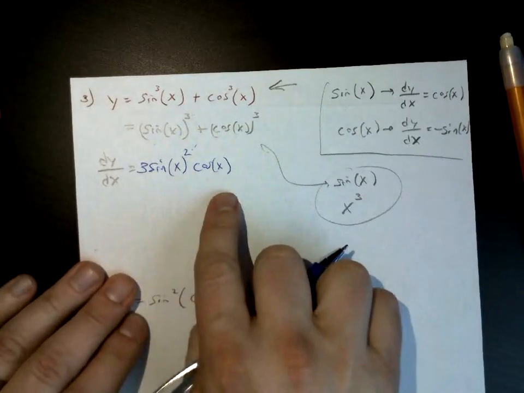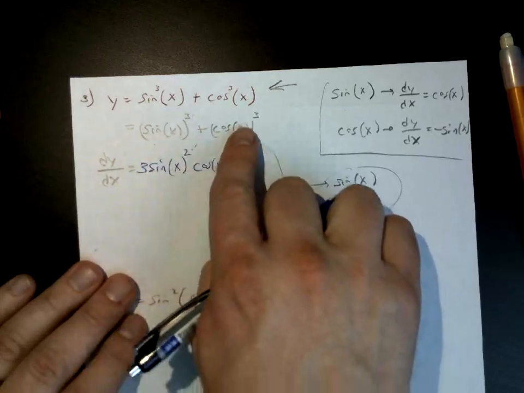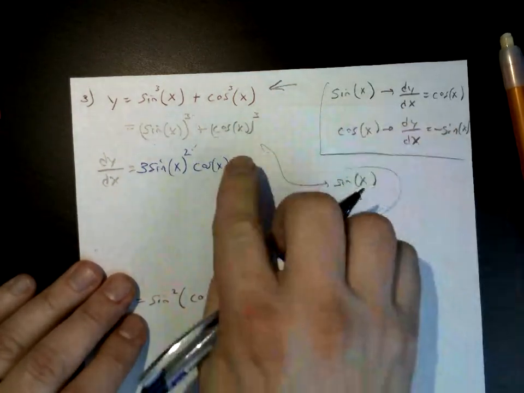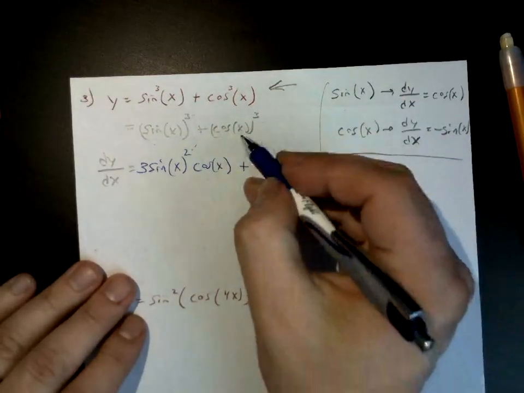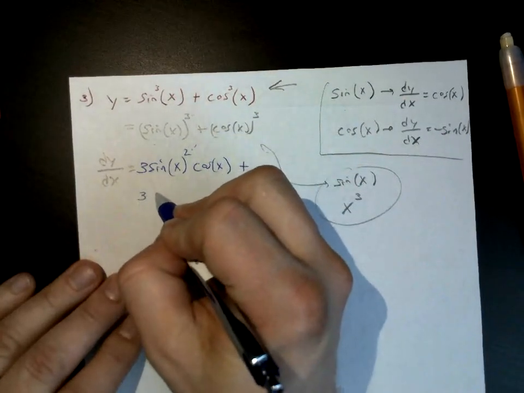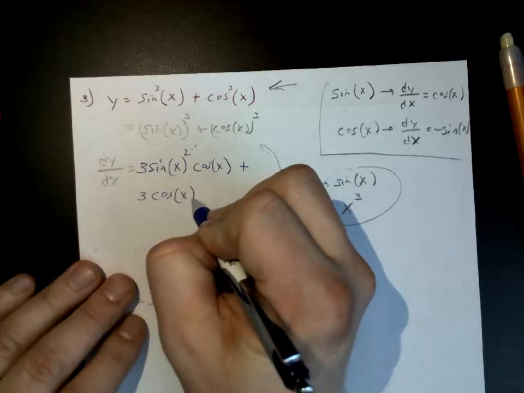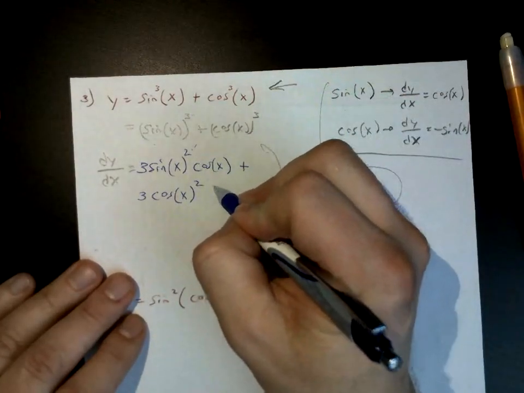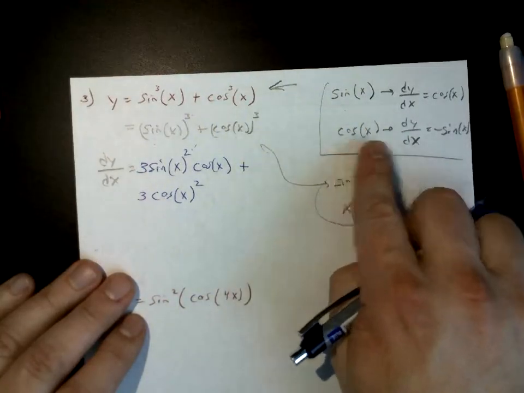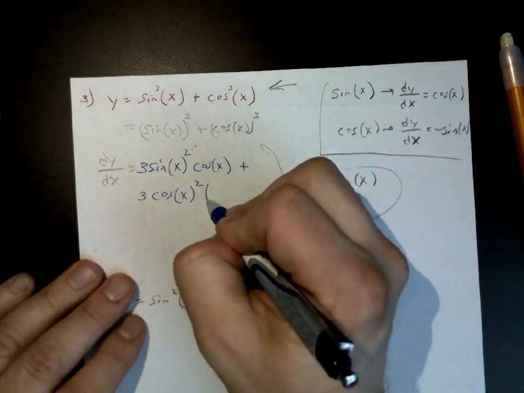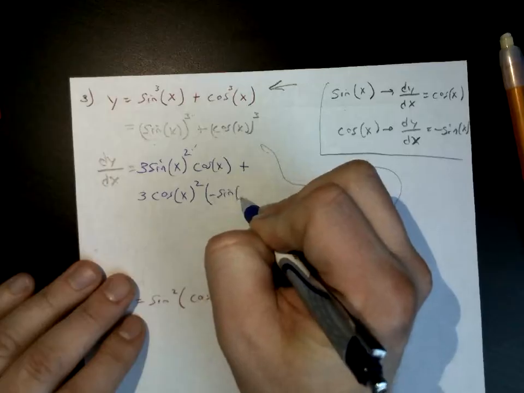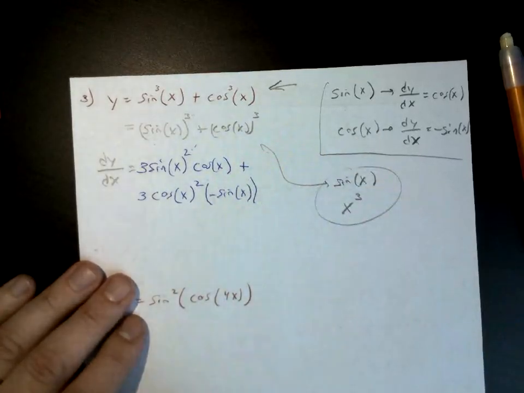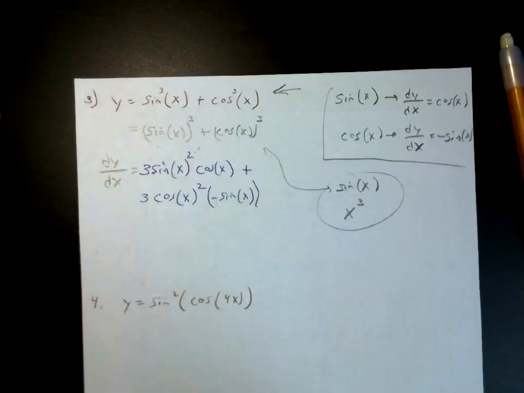Okay, that's the first derivative of that one. We still have to deal with this one, so I'm going to put a little plus here. And now I want to deal with this one. Same process. So this is 3 cosine x squared, because that's from that, times, well, the derivative of cosine is negative sine. So what I'm going to do is put a parenthesis and go like this. And there you go.